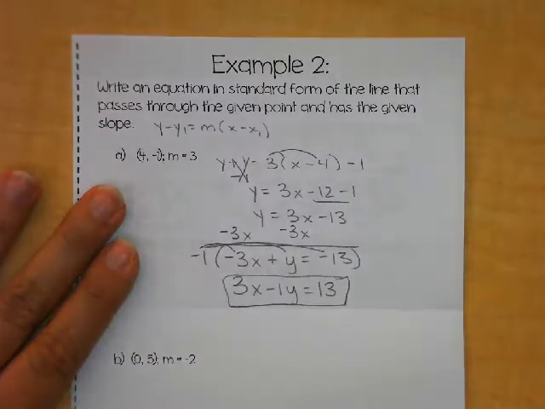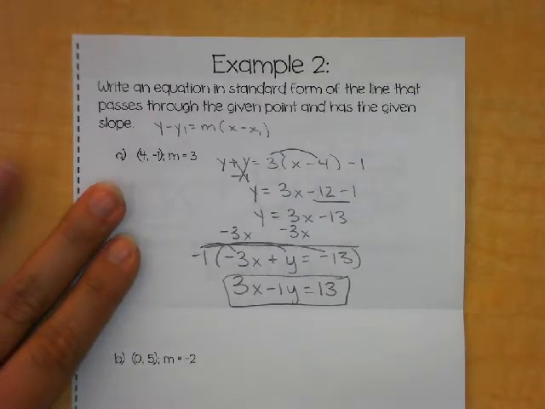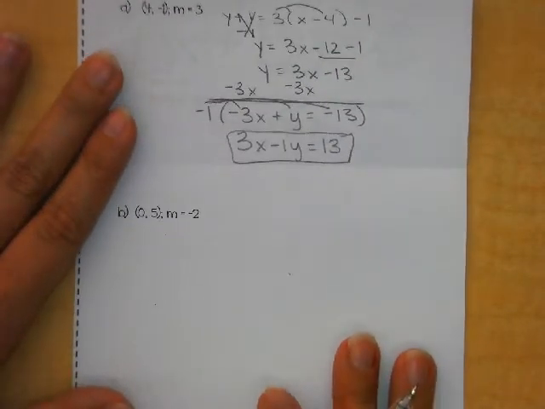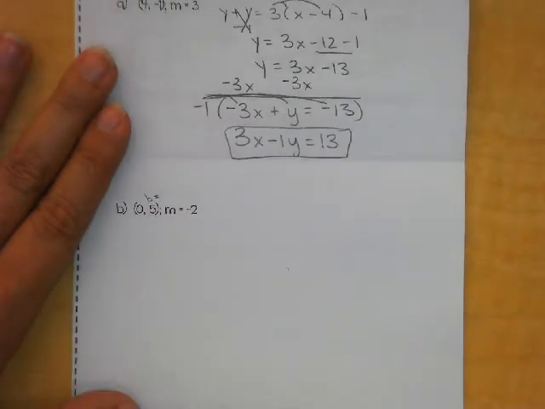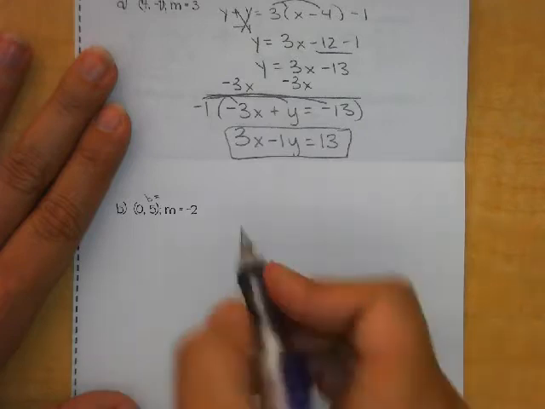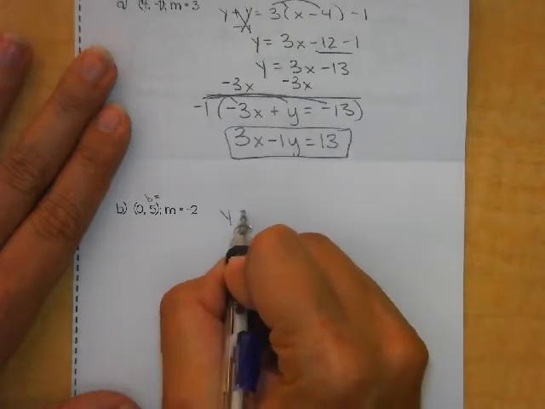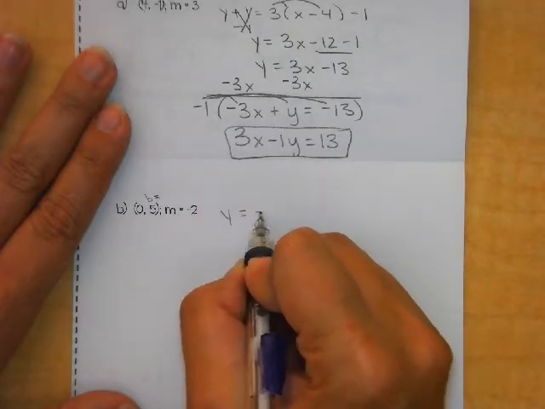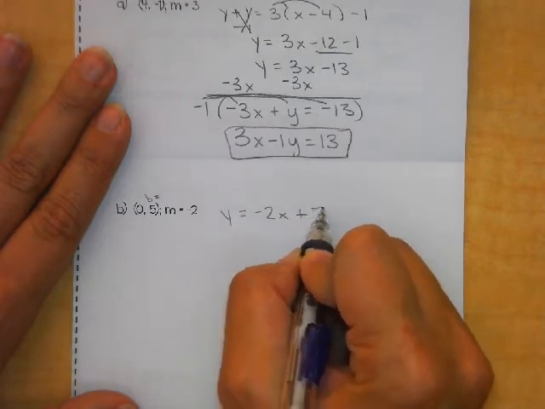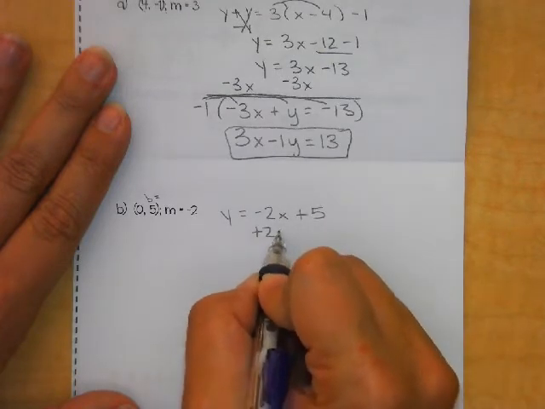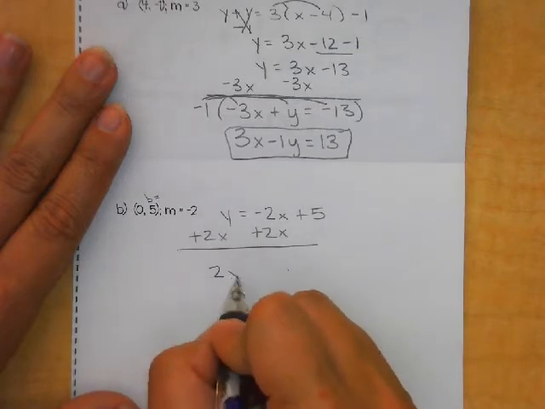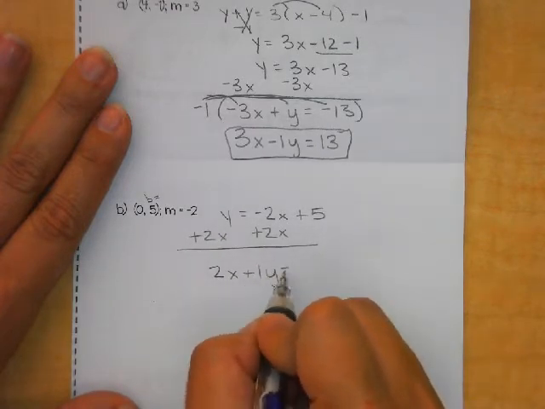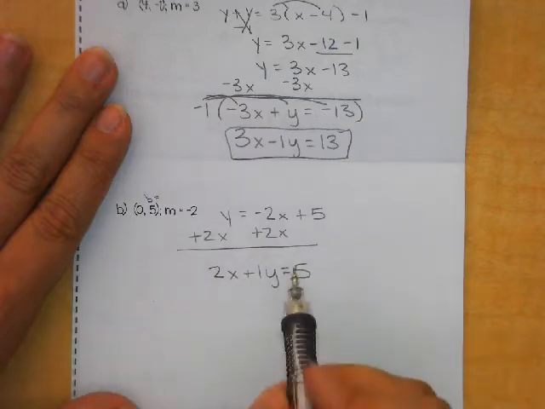Okay? This next one, if you want to pause me and try it, you can. This is actually our b value. You could start with point slope, or you can just say, oh, this is slope intercept. y equals -2x plus 5. And then all you have to do is move your 8x to the other side. Okay?